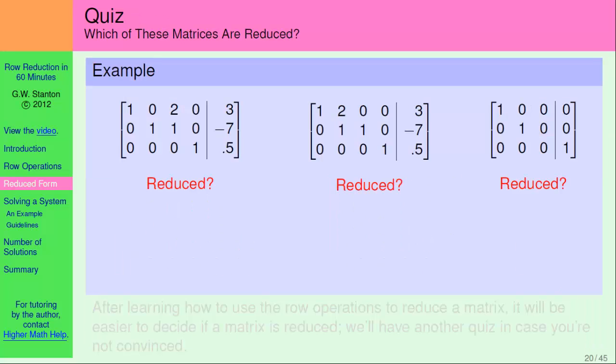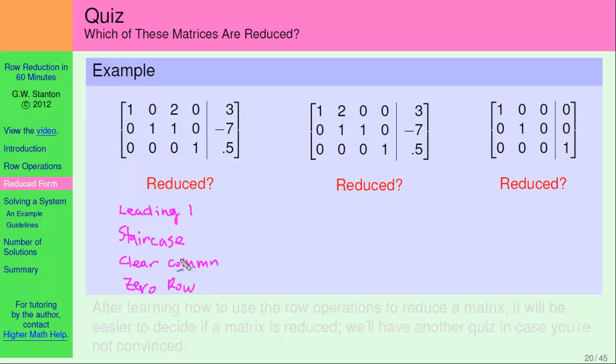Okay, let's take a quick quiz and try to figure out if we can decide whether each matrix is reduced. So in this first matrix, we will just check each condition one by one. Let's see if you can remember the 4 conditions. They were the leading one condition, the staircase condition, the clear column condition, and the 0 row condition.